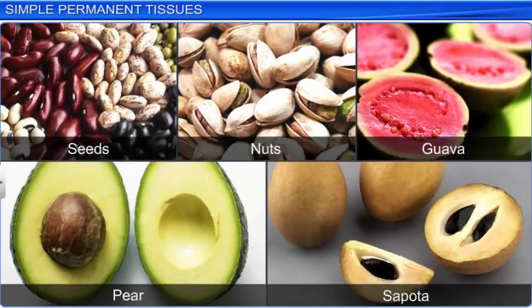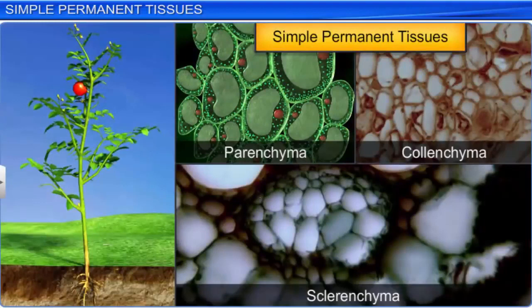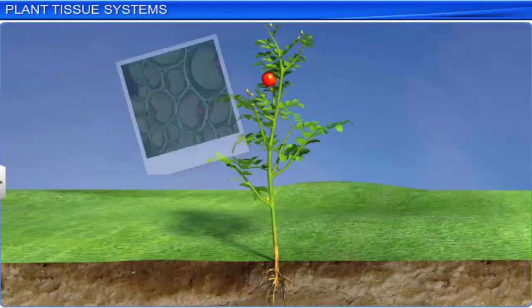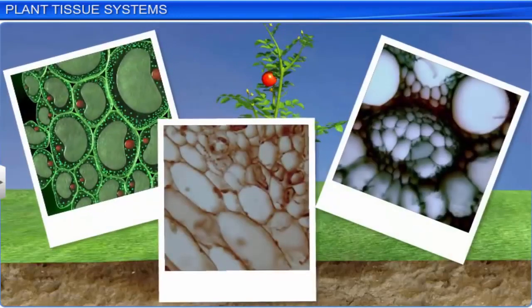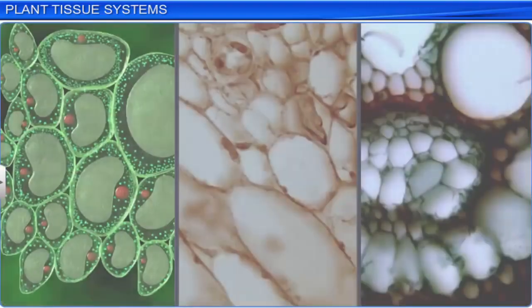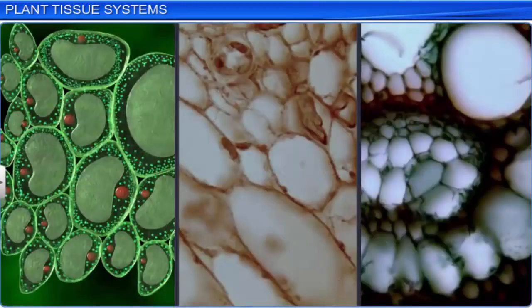Simple permanent tissues are very essential as they provide protection, storage, support, and strength to the plant. The body of a plant consists of various types of cells which form different types of tissues. The structure and function of these tissues depend entirely on where they are located inside a plant.